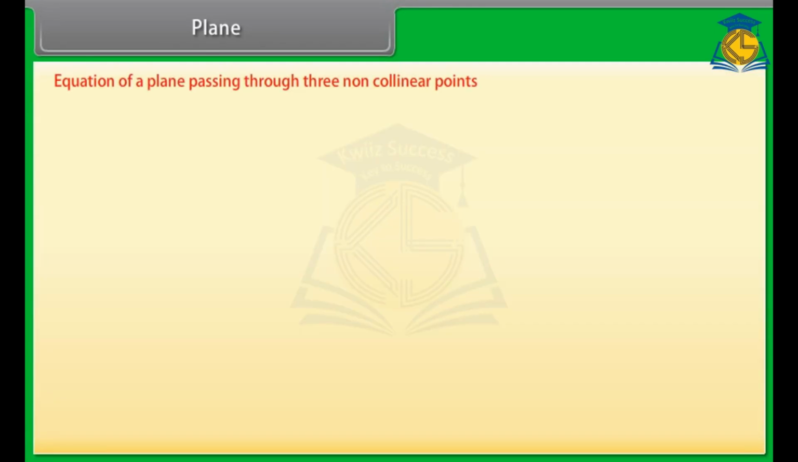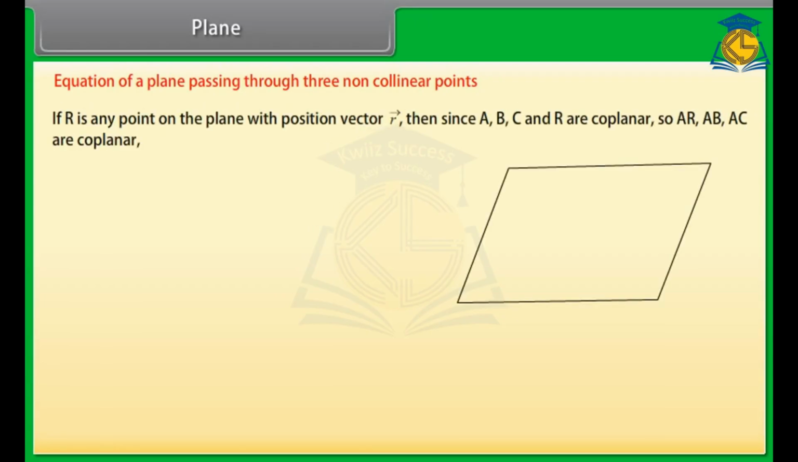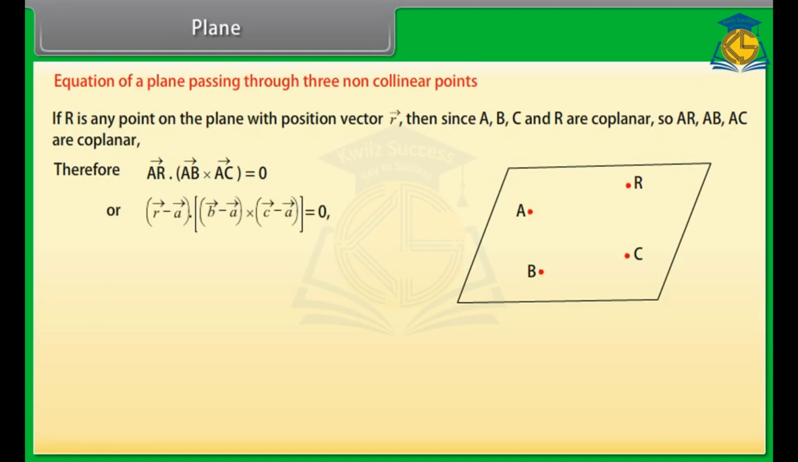Equation of a plane passing through three non-collinear points. If R is any point on the plane with position vector R, then since A, B, C, and R are coplanar, AR, AB, AC are coplanar. Therefore, dot product of vector AR and cross product of vector AB and vector AC equals 0. Or dot product of vector R minus vector A and cross product of vector B minus vector A and vector C minus vector A equals 0.